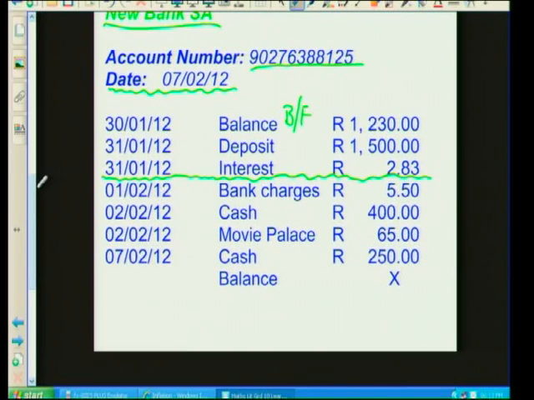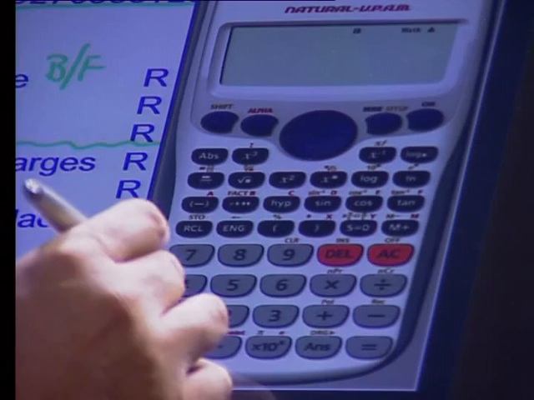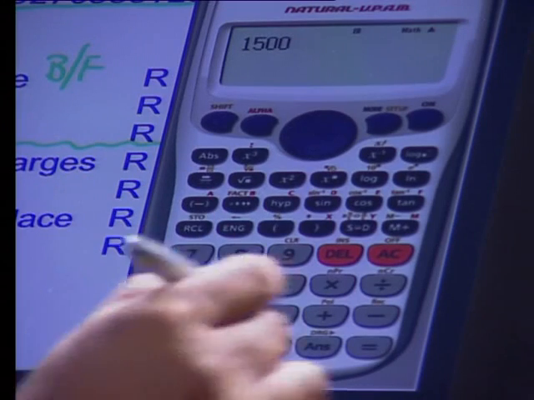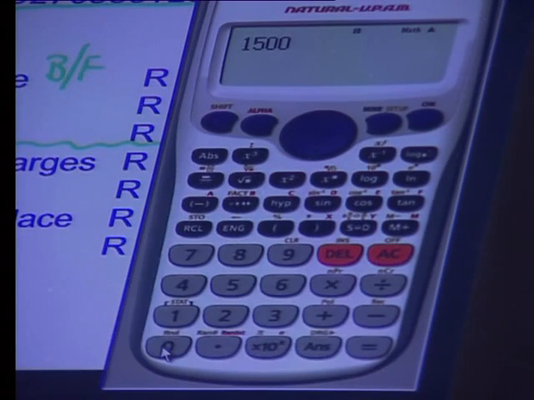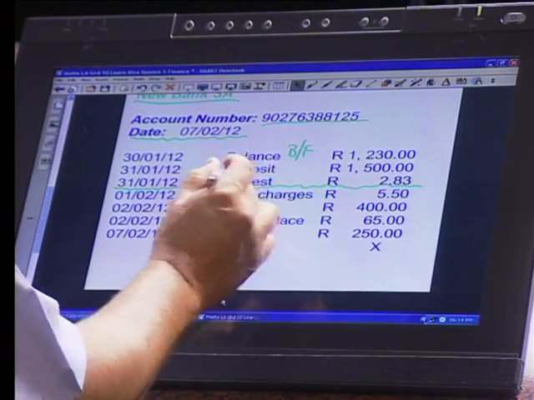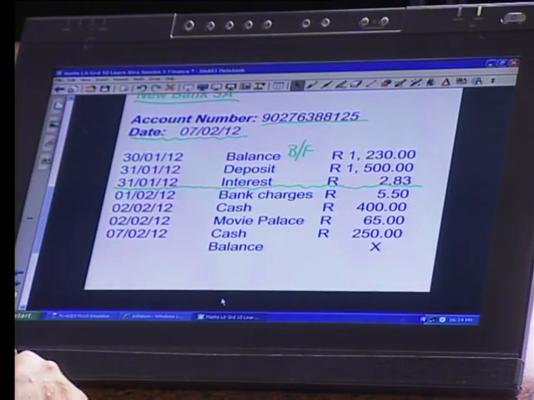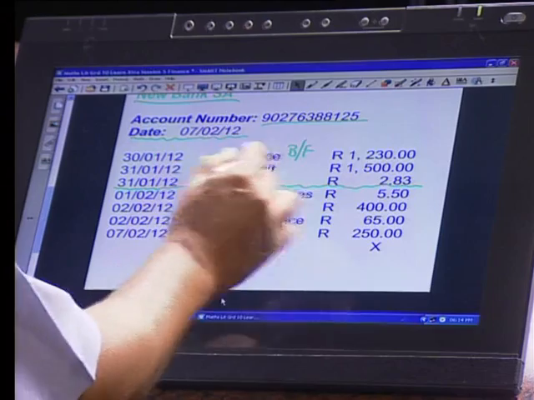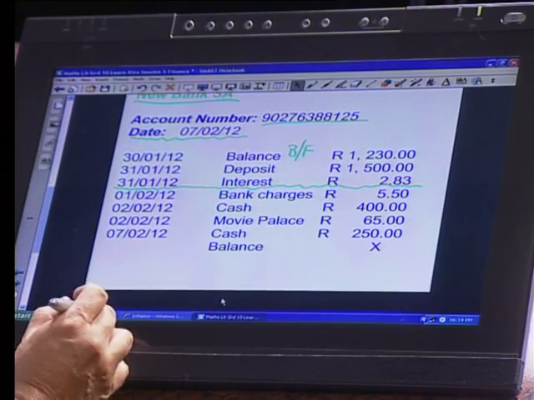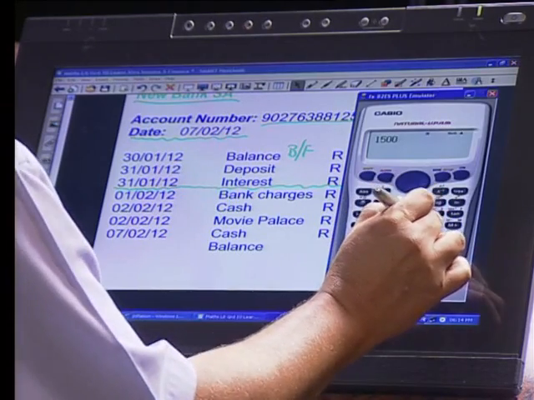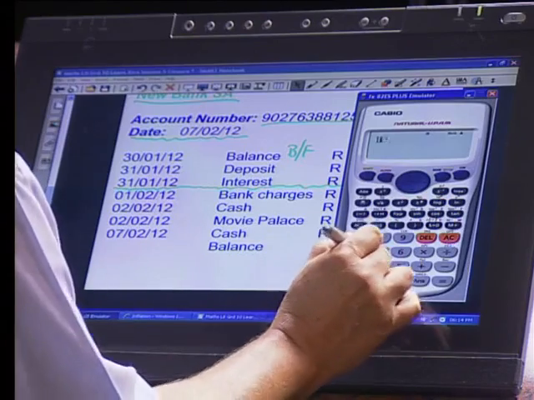So how much money do I have in my account? Well, first of all, I've got 1,230 Rand here, which was there from last month. So in my calculator, I'm going to say this. Now, what else do I have? Hold on, my balance is 1230. Let's just correct that quickly, hey? Otherwise, we're going to be in big trouble.